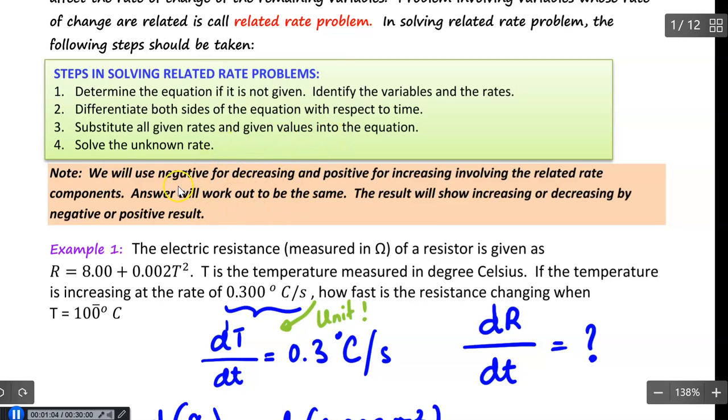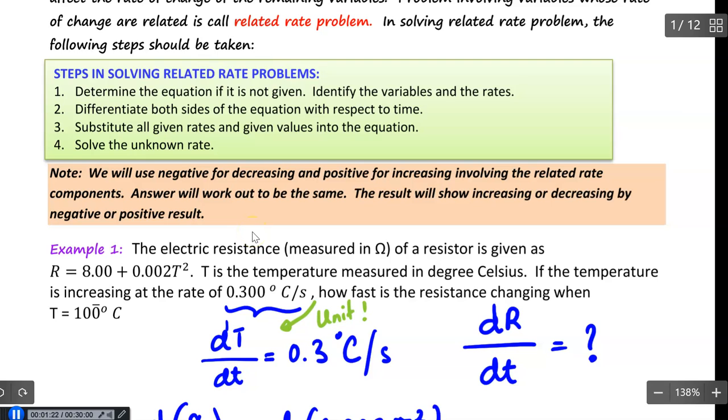We also have to note that we are going to use negative for decreasing and positive for increasing. And at the end, our answer should work out the same. The result will show increasing or decreasing by a negative or positive result.